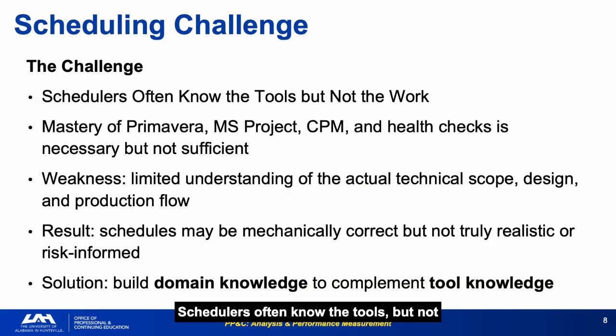Schedulers often know the tools but not the work. Mastery of Primavera and MS Project is necessary but not sufficient. Schedules may be mechanically correct but not realistic or risk-informed. The DCMA health check can pass perfectly on a schedule that has completely wrong durations because health checks test structure, not realism. The solution is to build domain knowledge alongside tool knowledge, not to abandon the tools, but to validate what the tools produce against ground truth.